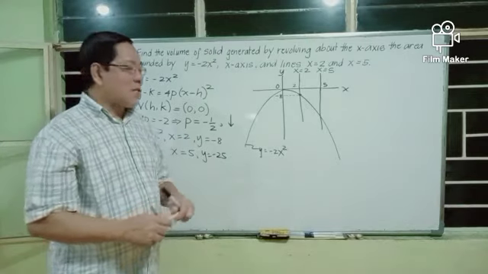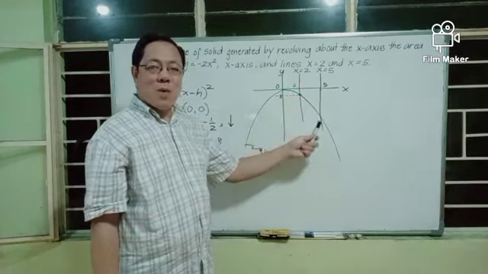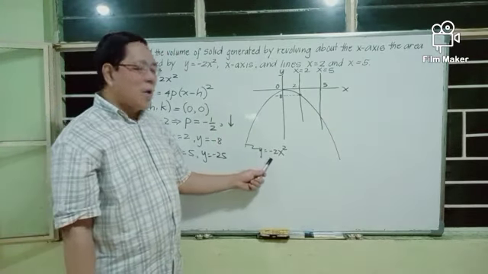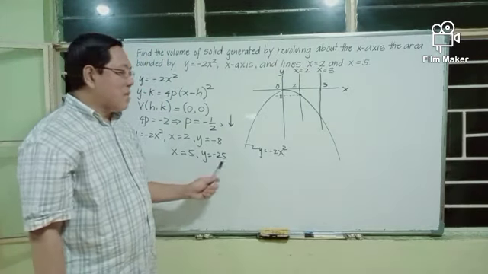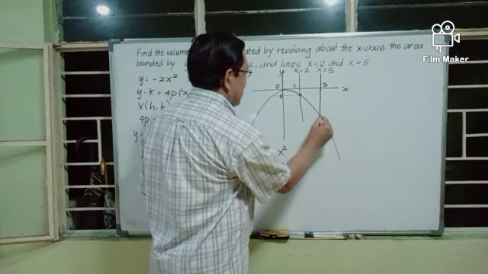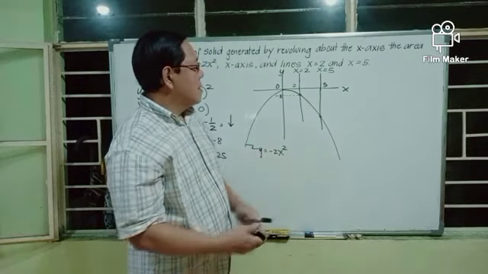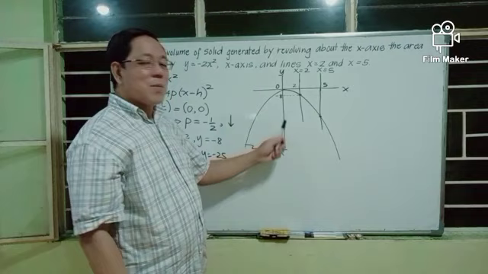Thus, the coordinates of this point of intersection of the line x equals 5 and the parabola with the equation y equals negative 2x squared are 5 and negative 25. At this point, x is 5 and y is negative 25.